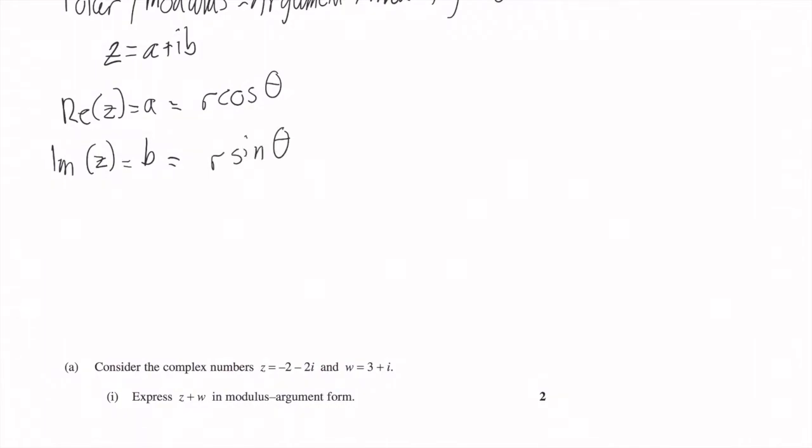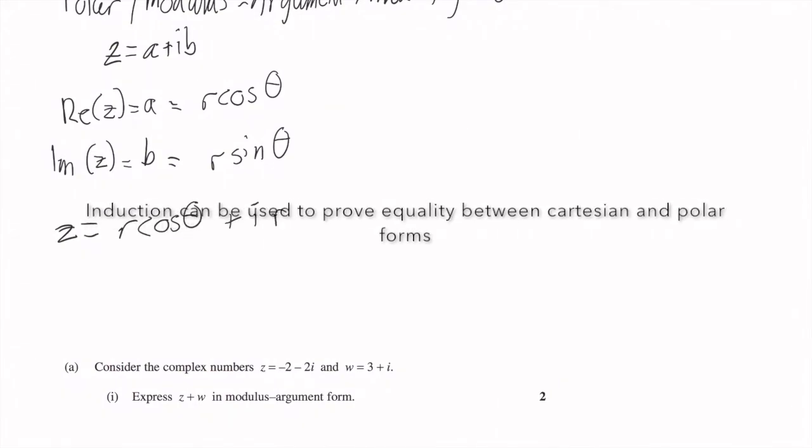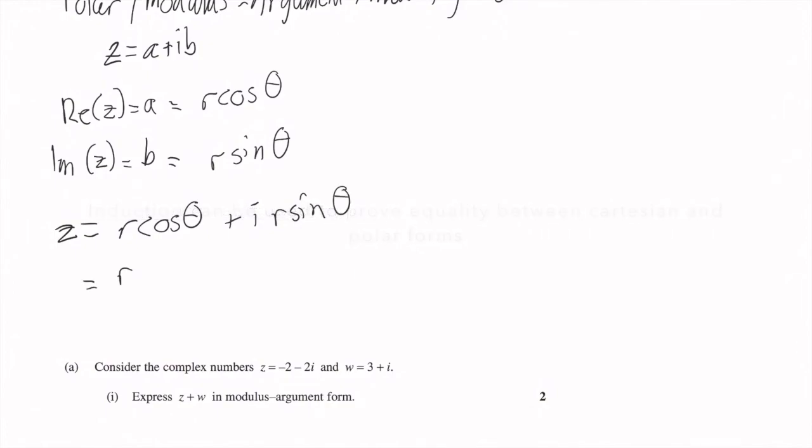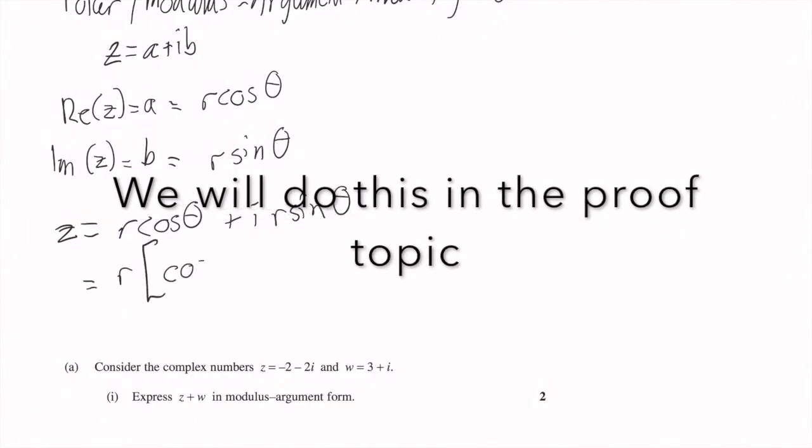And just like we added the real and the imaginary terms in the Cartesian form, we will do the same with the polar form to get z equals r cos theta plus i r sine theta. And the r's can be factored out to get r(cos theta plus i sine theta). And this is just abbreviated to r cis theta. This is the polar or mod-arg form of a complex number.